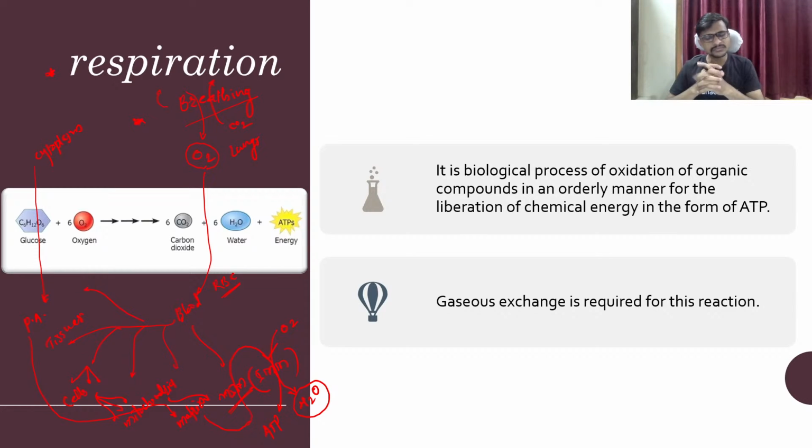Finally oxygen is there, which is going to enter. That's why we call it oxidation. Respiration is a biological process of oxidation of organic compounds, meaning your food, in an orderly manner, for liberation of chemical energy in the form of ATP. This word orderly manner is very important, guys.